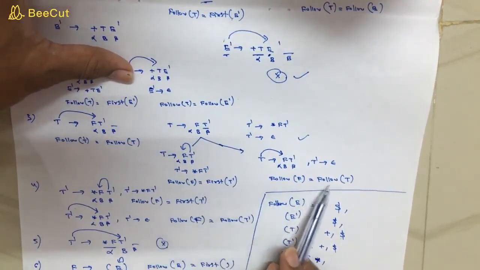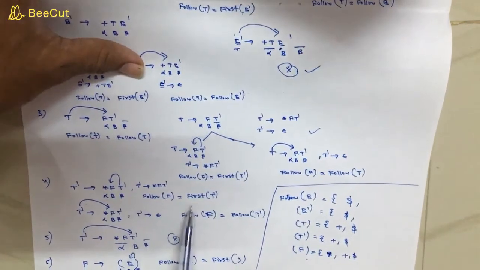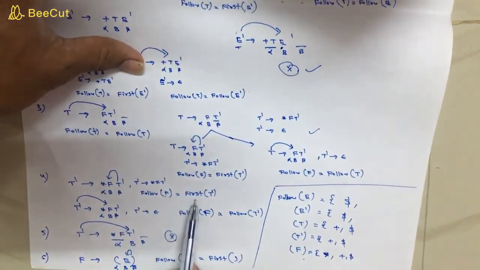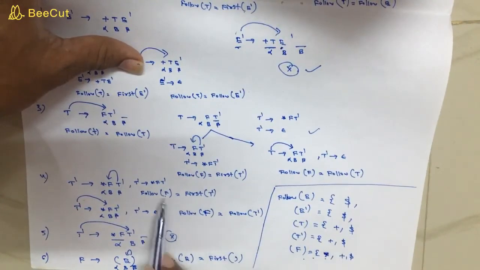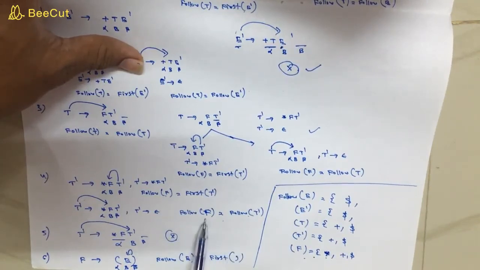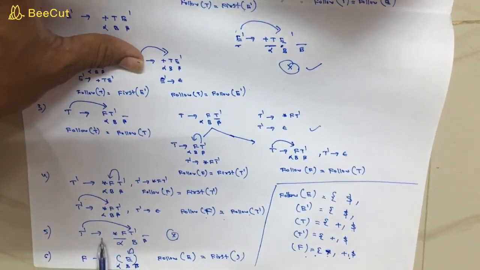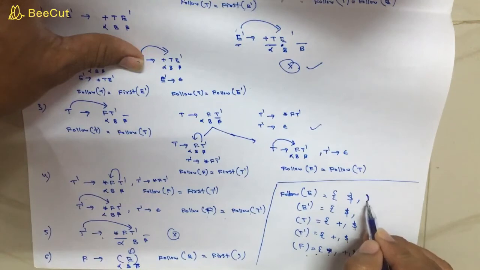Here follow of T contains follow of F. The T symbols, plus and dollar, are added to follow of F. So already added. And as per rule number 4, first of T dash is added to the follow of F. First of T dash is nothing but star, and star is already added in the follow of F. Rule number 4 sub case, follow of T dash is added to the follow of F. T dash symbols are plus and dollar, already available in follow of F itself. So as per rule number 5, there is no use. As per rule number 6, closed parenthesis is added to the follow of E.